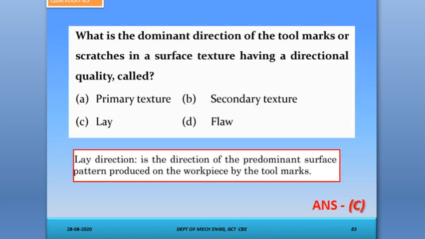Next one. What is the dominant direction of the tool marks or scratches in a surface texture having a directional quality? The tool marks or scratches are called in surface structure as lay. Option C is the correct answer.